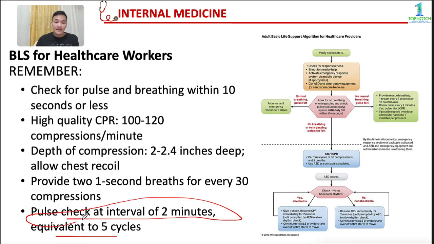Okay. And you should also remember the other numbers, like for high quality CPR, 100 to 120 compressions per minute. Okay, per minute. And the depth of compression, you also need to remember 2 to 2.4 inches, allowing for chest recoil.